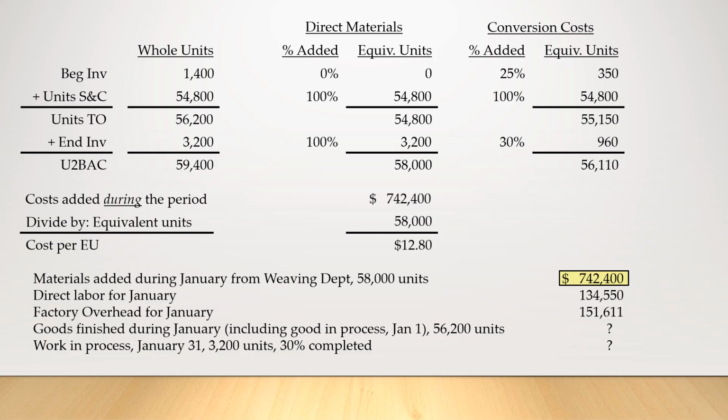Unlike the previous problem, we don't have conversion costs given to us as a single amount, but we know that conversion costs are the combination of direct labor and overhead. So sum those two amounts together, then divide it by 56,110 equivalent units to get $5.10 per EU.